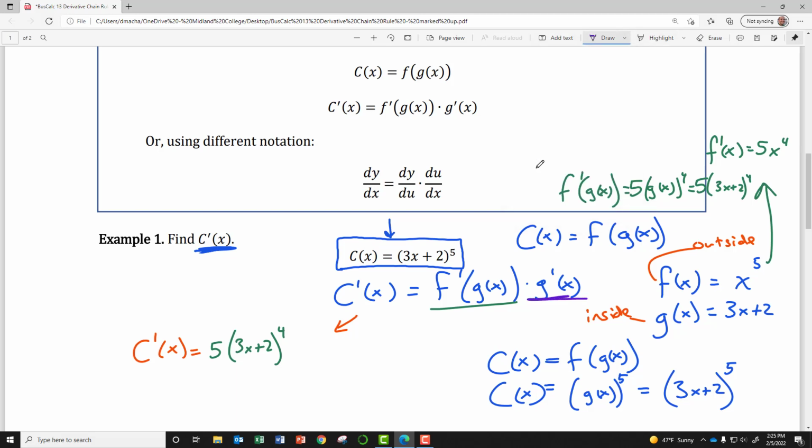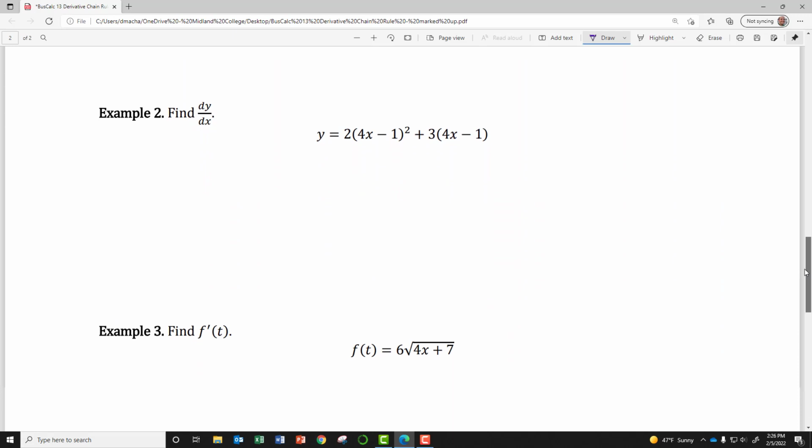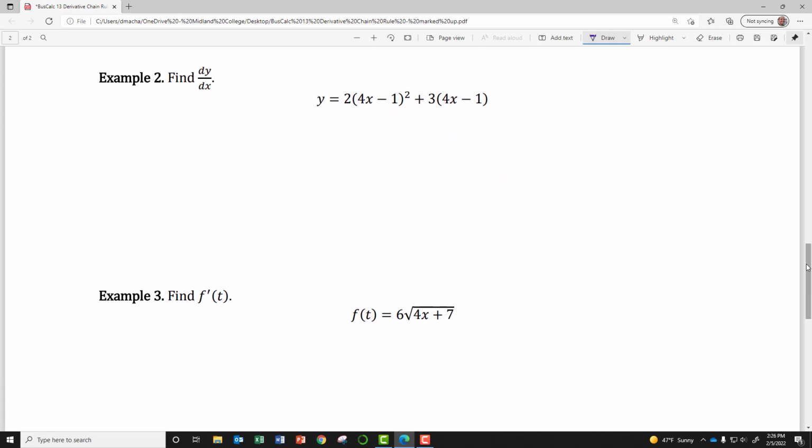And then this times g prime of x function, well, finding g prime of x is just going to be 3 according to my derivative power rule. So I multiply by 3 at the end, and that is my solution for this particular derivative. Not too bad. Not too bad. And if that was confusing to you, I feel like we have a few more examples coming up, and so hopefully you get the hang of it. Seeing several examples of a particular derivative rule is always nice.